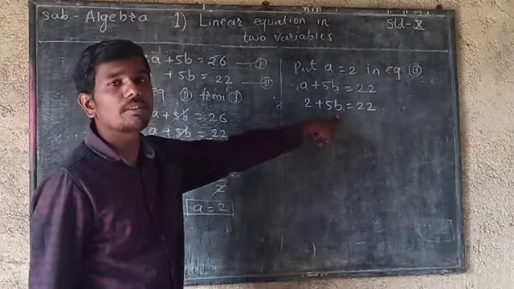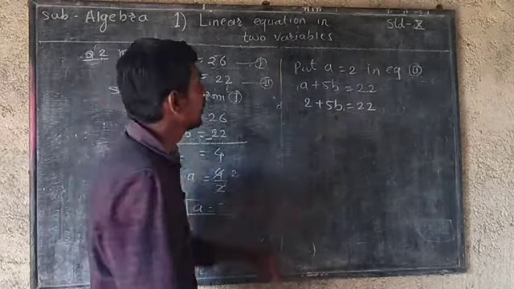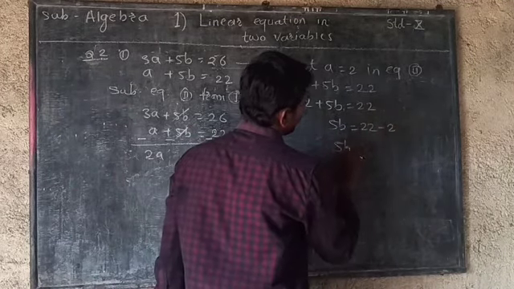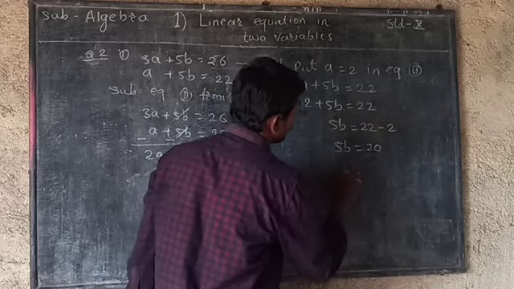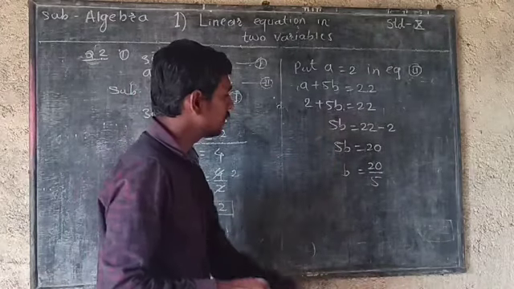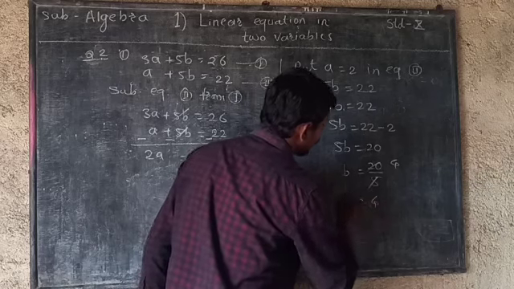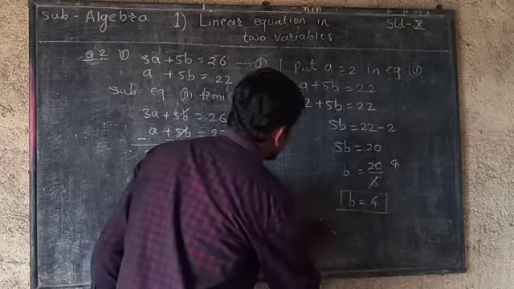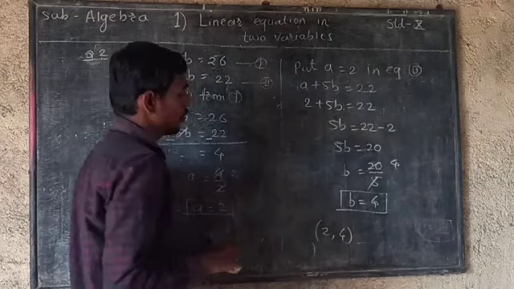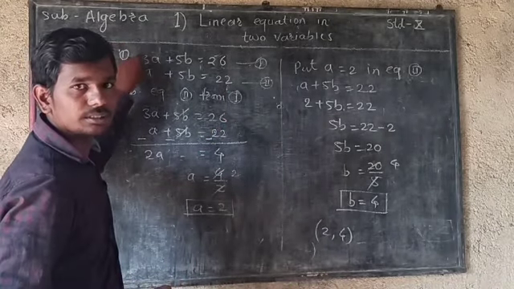Now we have to find the value of b, so we have to send this to the other side, right? So how? 5b is equal to 22 minus 2, so 5b is equal to 20. It means b is equal to 20 divided by 5, right? Okay, 5 ones are 5, 5 fours are 20. So can I say the value of b is 4? It means the values are, the first is 2, the second is 4. So 2, 4 is the solution of the equations, right?